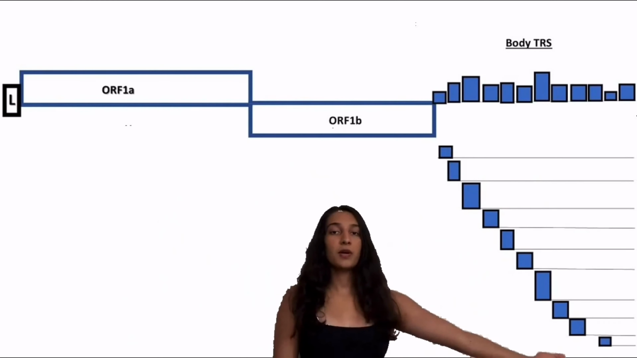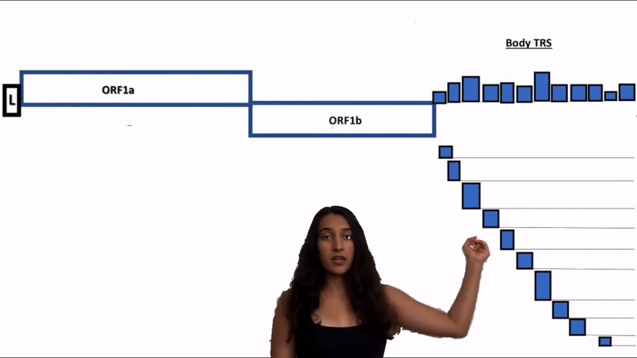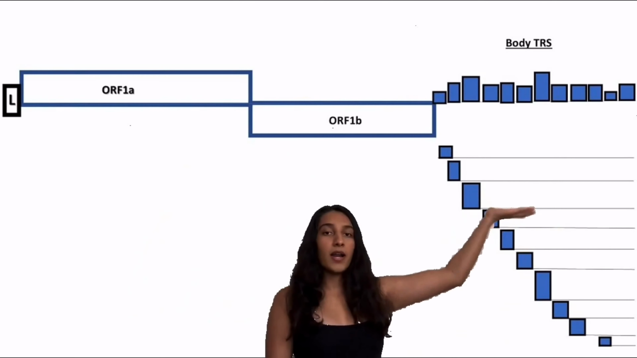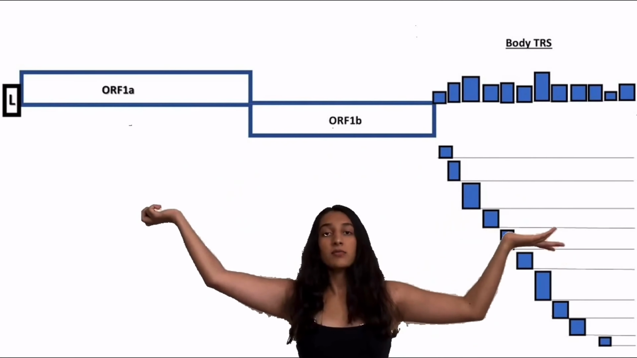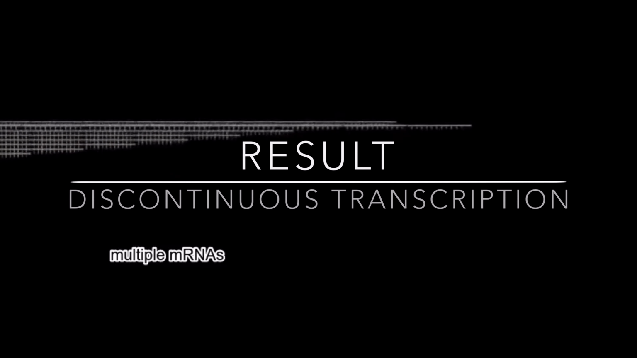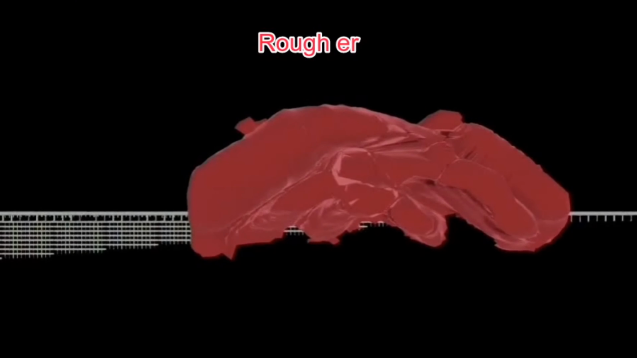Transcription for the structural proteins mRNA starts at 3', goes to the corresponding body TRS, jumps to the leader TRS to finish transcription. Everything between the body TRS and the leader TRS is omitted from the mRNA. This is why it's called discontinuous transcription. This results in multiple mRNAs of different lengths.